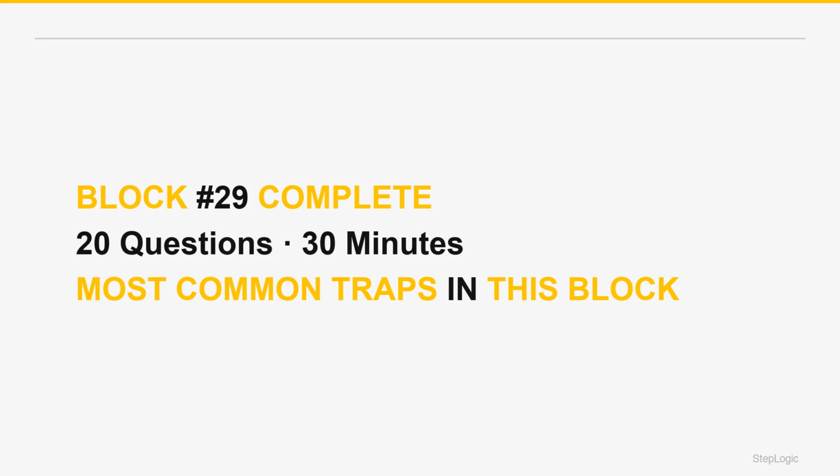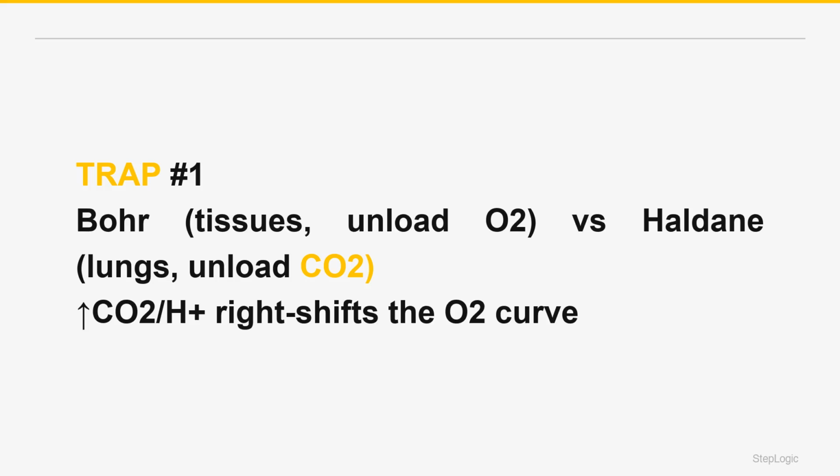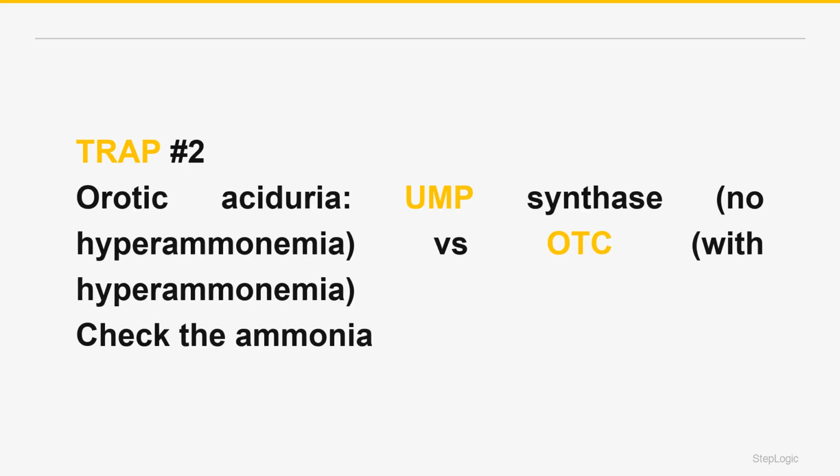Block 29 is done. Let's review the 5 biggest traps from this block. Trap 1. The Bohr effect is in the tissues. High CO2 and H plus shift the oxygen curve right so hemoglobin unloads oxygen. The Haldane effect is in the lungs. Binding oxygen makes hemoglobin release CO2. Don't reverse them.